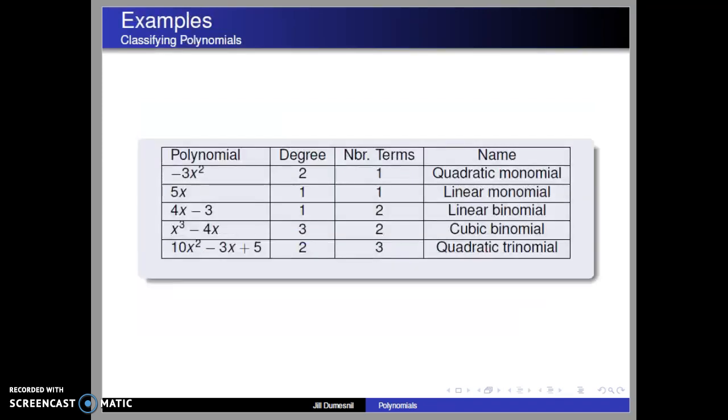We do, however, use both classifications together to identify a polynomial. For example, x squared plus 3x minus 2 is called a quadratic trinomial since it has degree 2 and 3 terms.